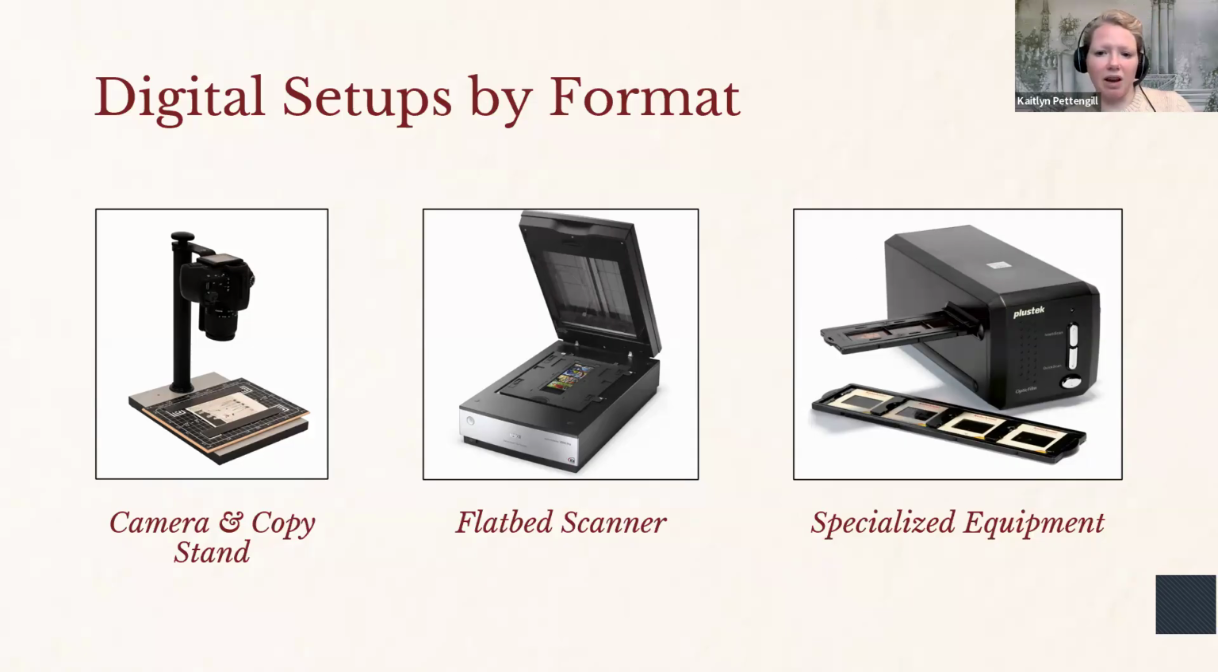So generally speaking, there's 3 major categories. There's the flatbed scanners that I have there in the middle. There's the camera and copy stand setup on the left, and any kind of specialized equipment like the slide scanner that you can see on the right. Each one is going to have some strengths and some limitations, and each one works better for certain types of materials. So the key is matching the setup to the object rather than trying to force all of your objects into the same workflow just because it's what you already have available to you.